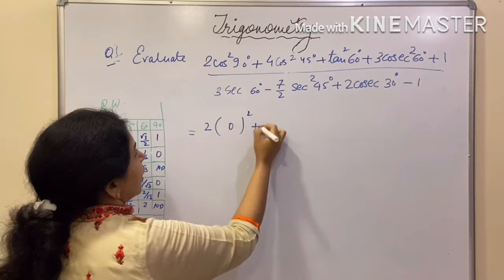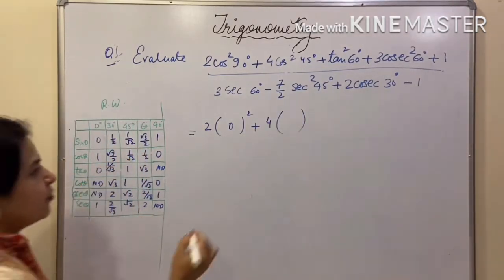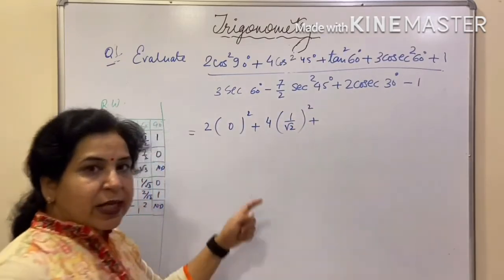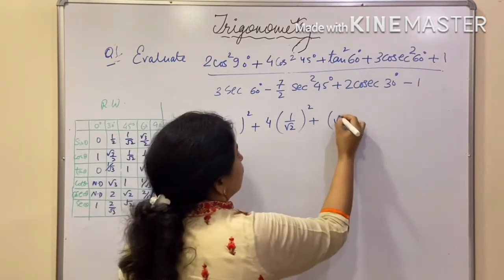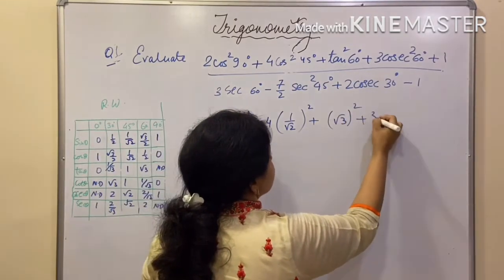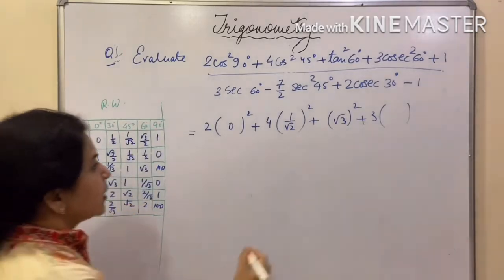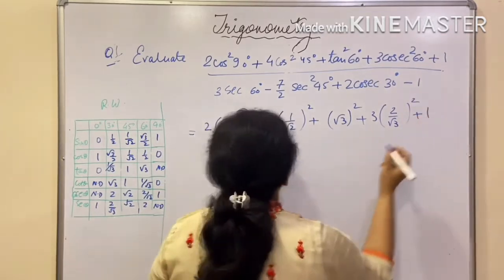0 square. 4 times cos square 45 degree. Cos 45 degree is 1 by root 2 whole square. Plus tan 60 degree. Tan 60 degree is root 3, root 3 square, plus 3 cosec 60 degree square. Cosec 60 degree is 2 by root 3 the whole square plus 1.